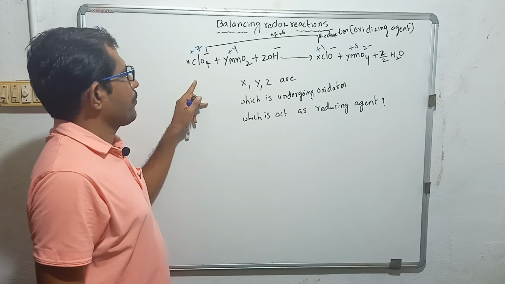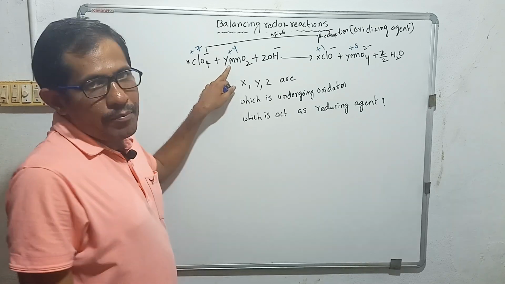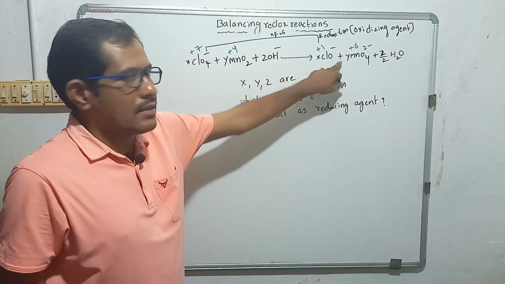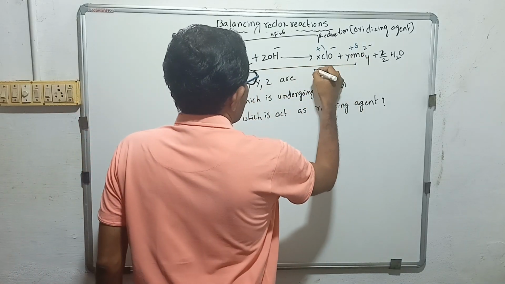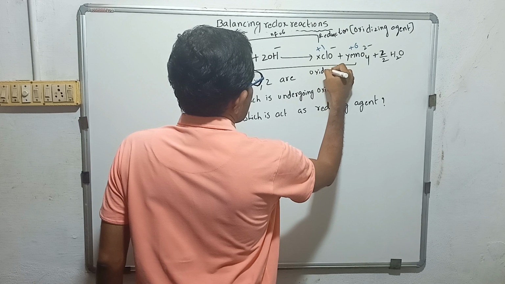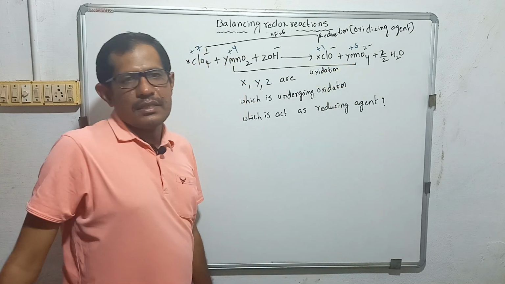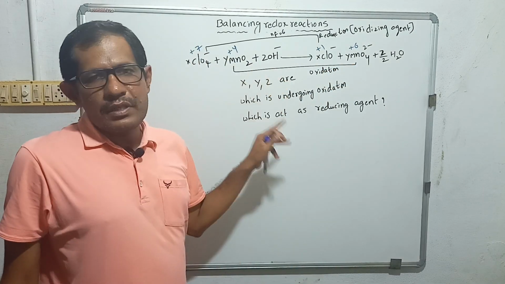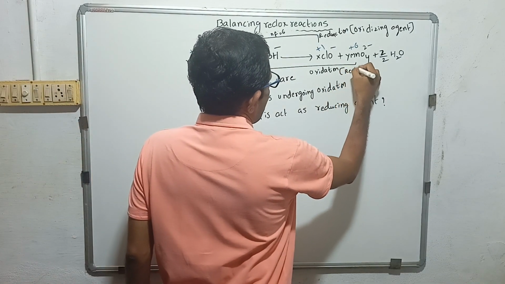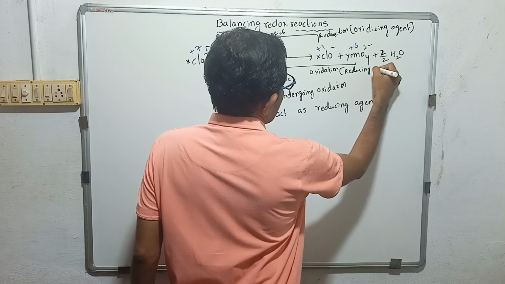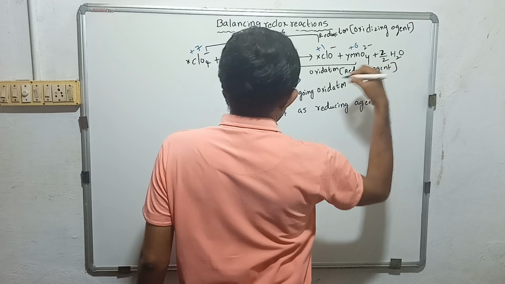Now come here. Manganese goes from plus 4 to plus 6, so there is an increase in the oxidation number, so it is oxidation. The compound which is undergoing oxidation acts as reducing agent.